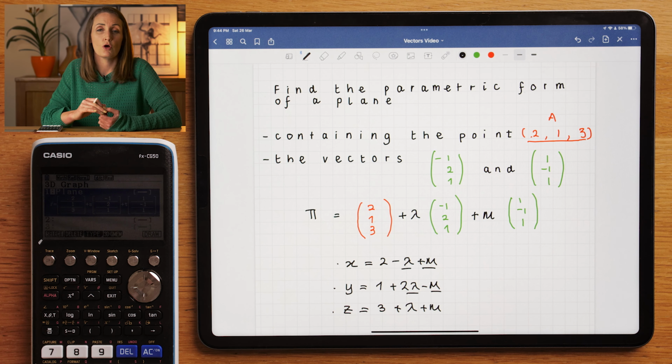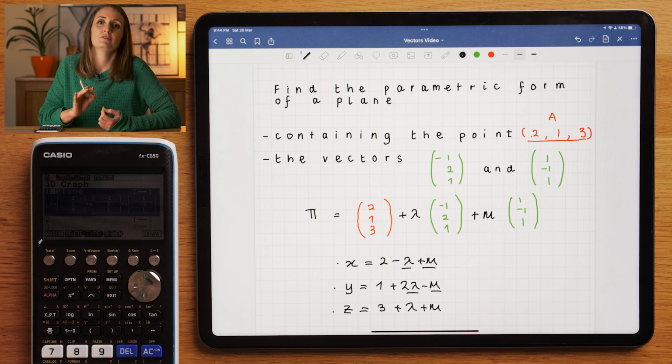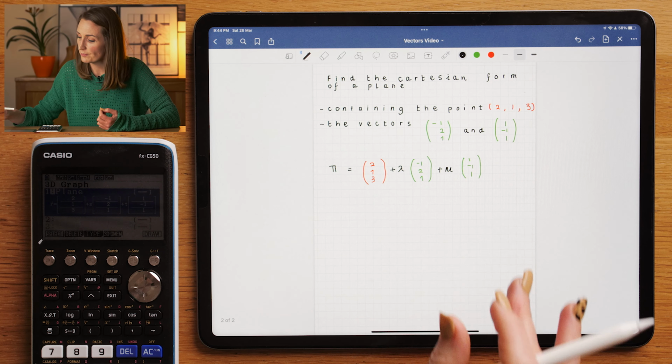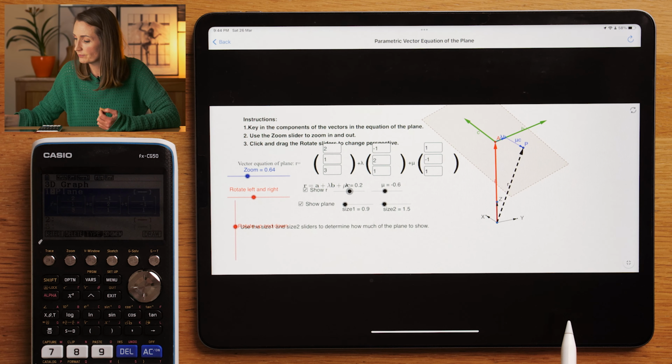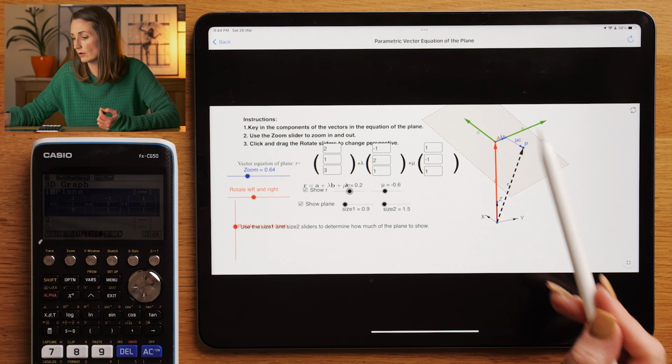You're going to need to know how to do the cross product for this video. So if you don't know how to do that, I'm going to recommend you watch our video on this before. So I'm going to start by looking again at our diagram. This was what our equation of the plane looked like.